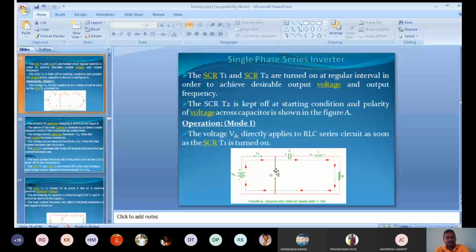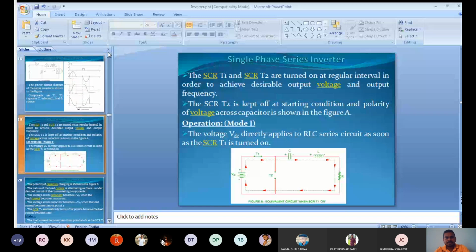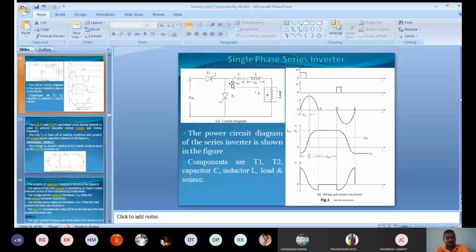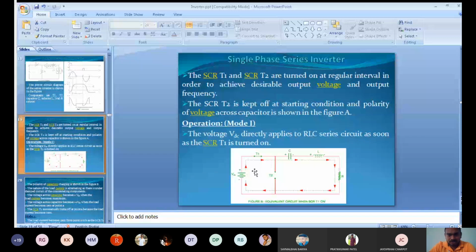This is the figure. This is the polarity of the capacitor. So what happens in the starting condition? We are keeping the SCR T2 off. So at that time the polarity of the capacitor is like this. Now we are discussing the operation mode 1.